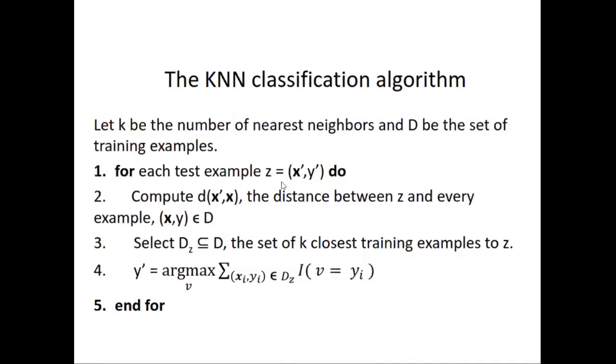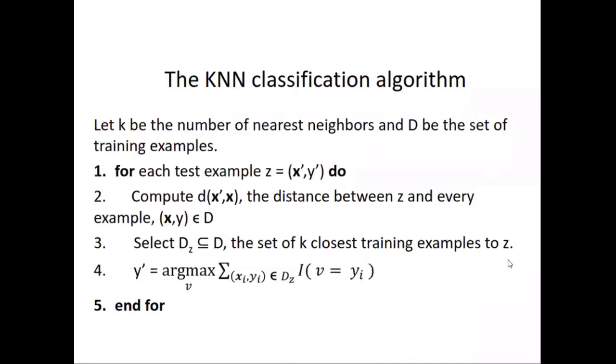So Z is the test data, Z is equal to X dash, Y dash. We have to compute the distance from X dash to X. For all the examples, you start computing the distance between Z and every example in D. Then we select D subscript Z, which is a subset of D, the set of K closest training examples to Z.